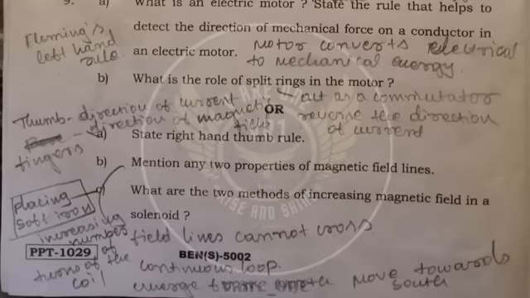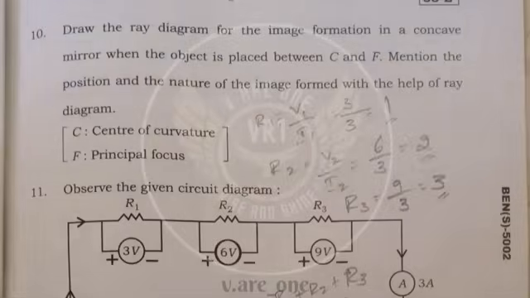The properties of magnetic field lines are: the magnetic field lines emerge from north and move towards south, and these lines do not cross each other, and they form continuous loops around the conductor. And the methods to increase the magnetic field in a solenoid are placing soft iron inside the solenoid and increasing the number of turns in the coil.